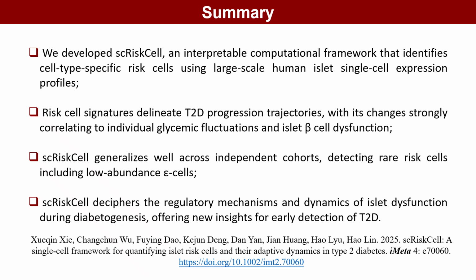Summary: we developed scRiskCell, a computational framework that identifies disease-perturbed risk cells from large-scale human islet single-cell profiles. The risk cell signatures reveal diabetes progression trajectories and demonstrate robust generalizability across independent cohorts. Furthermore, these signatures cover key regulatory programs and dynamic perturbations underlying islet cell dysfunction during disease progression, providing new insights for early diabetes warning and mechanistic research.